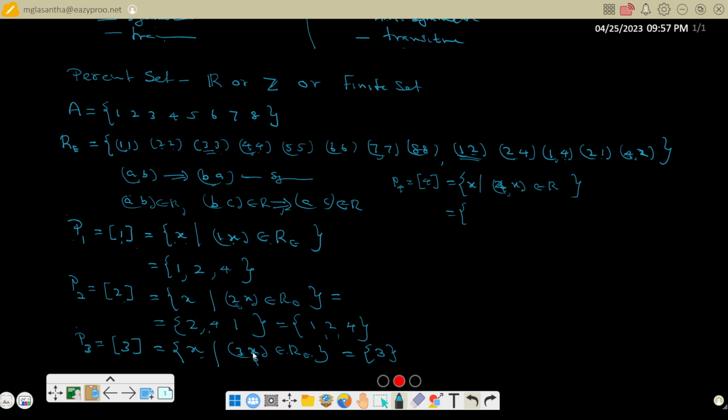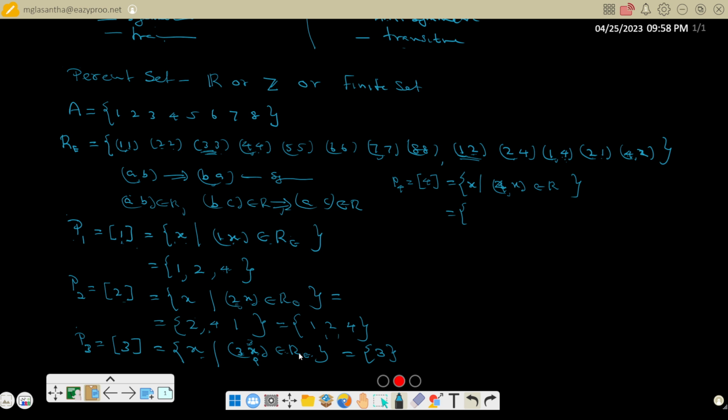Here is only 3, sir. Can you take 2 here? Can't take, because 3, 2 is not here. Not available. 3, 2. Can you take any other element, let's say 4? 3, 4 is not there here. So you can't take 4. But if you take only 3, 3 is there. If x is 3, then 3, 3 belongs to R.